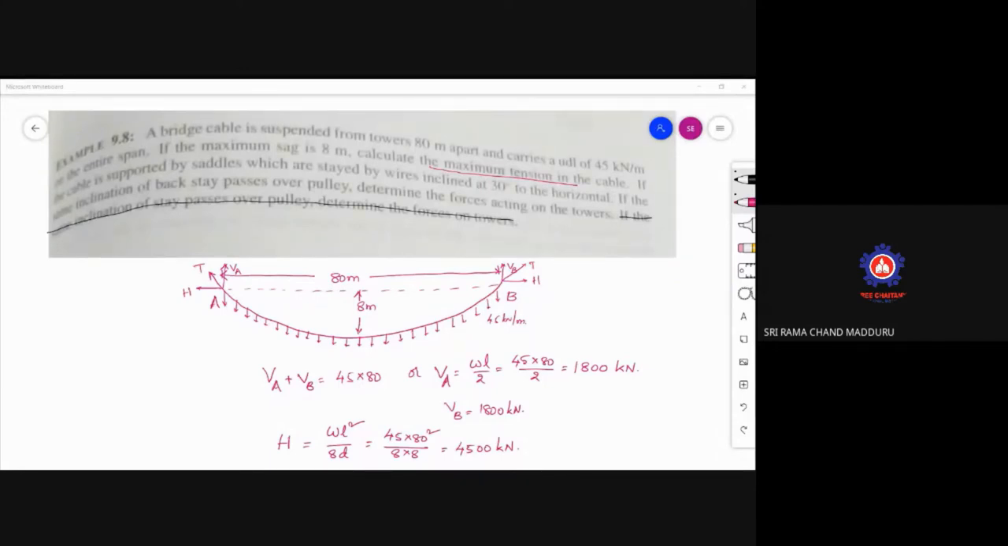I think everyone is able to follow the class. It's not one or two persons giving the responses. You need not shout, but at least type in the chat box so that I can see that you people are following.